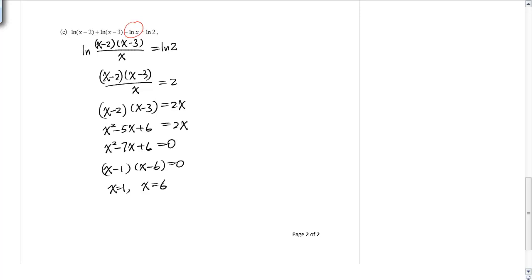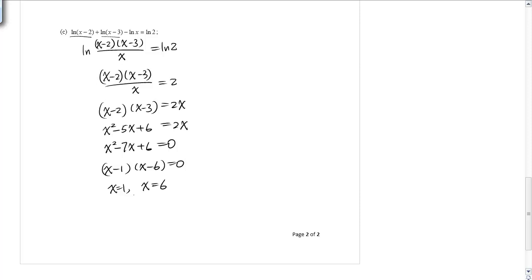However, when you have a logarithmic equation, you must double check to see if your solutions are valid, because don't forget, you have a domain requirement for logarithms. Unlike exponential functions, for which the domain is all real numbers. So in this case, if x equals 6, then as you can see, here you will have ln 4, ln 3, and ln 6. It's all valid.